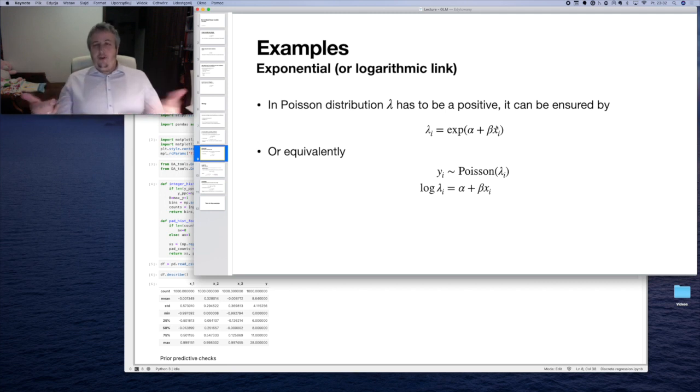In such a situation, our Poisson model would be constructed as yi is distributed as Poisson with coefficient lambda i, and the logarithm of lambda i is equal to our linear combination of predictors. So this is the logarithmic approach, the logarithmic link function.